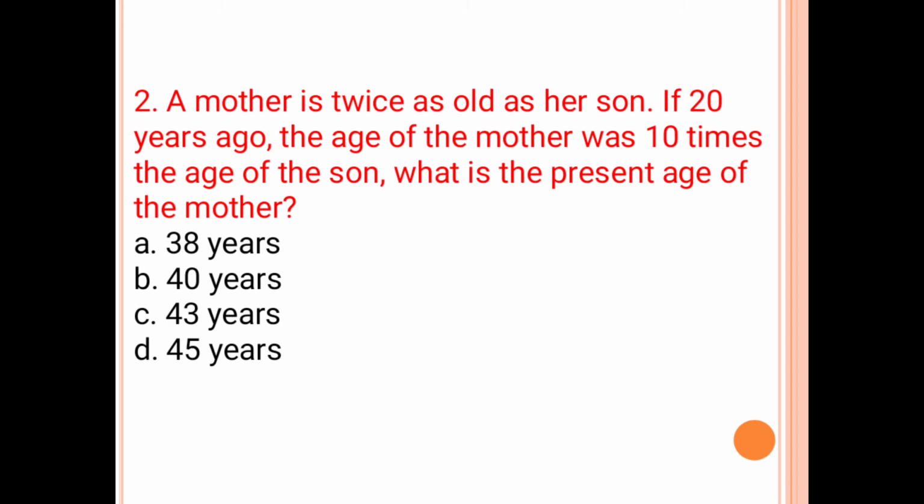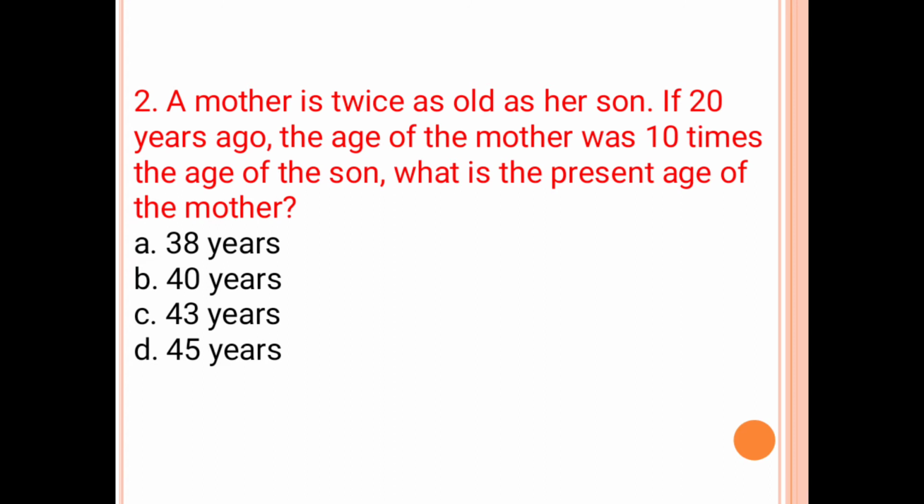If we take the third example, 43 is the current age of the mother. Then 20 years ago the mother's age is 23. So what is the age of the son 20 years ago? That is 2.3. Now we can find the current age of the mother and son. That is 43 for the mother's age, then 22.3 as the son's age.